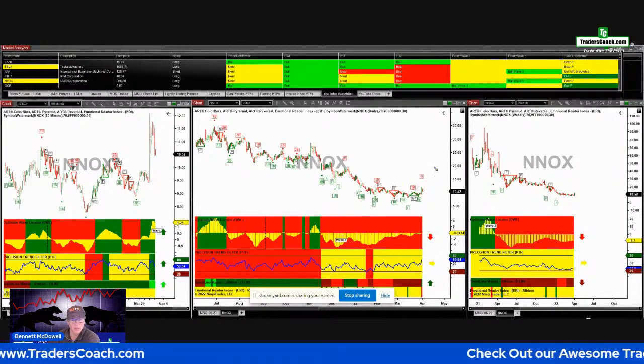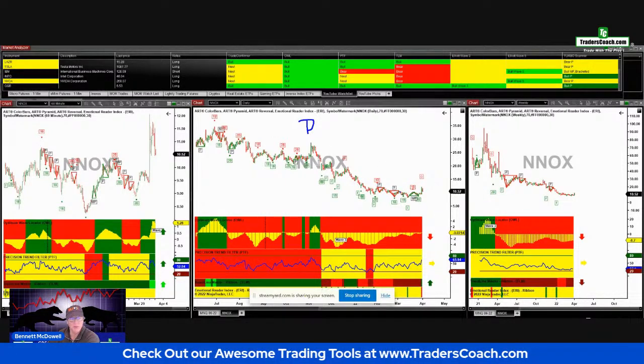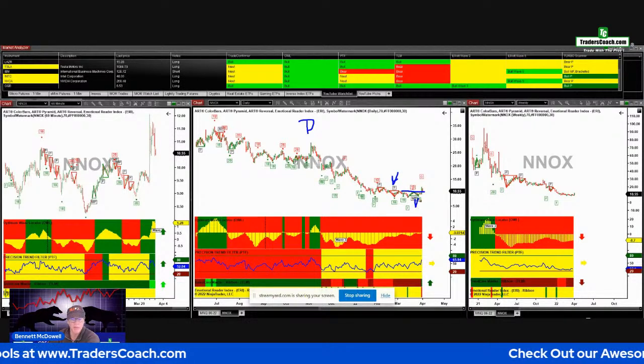Now let's take a look at the daily chart in the center here. We had a short position on, and it's been stopped out. Here you can see it's gotten above the bearish one, but now we have a bullish one.